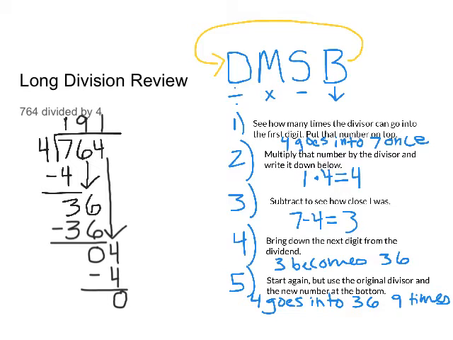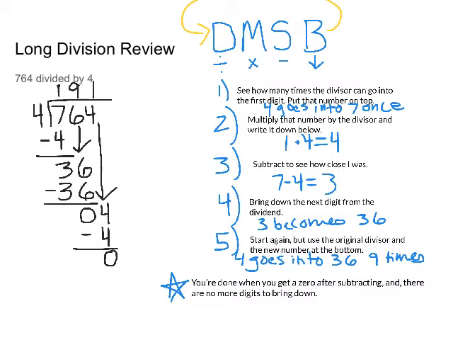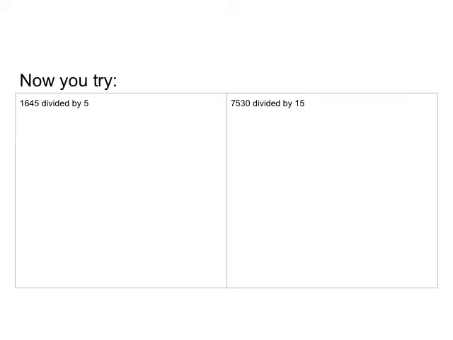So I'm all done because I got a 0 at the bottom and there was nothing left to bring down. So once again, you're done when you get a 0 after subtracting and there are no more digits to bring down. Okay, now you're going to try a few.